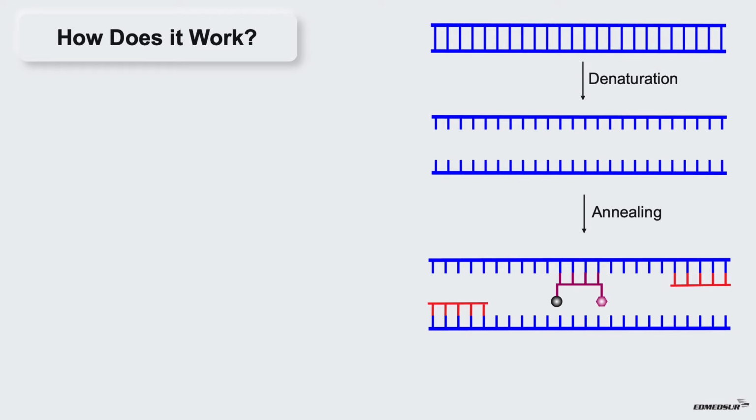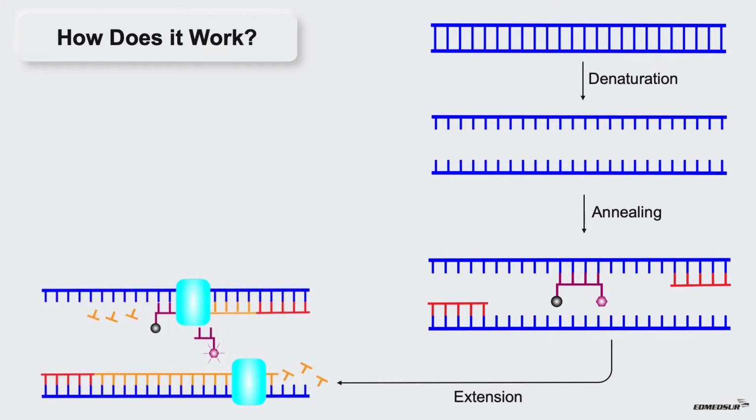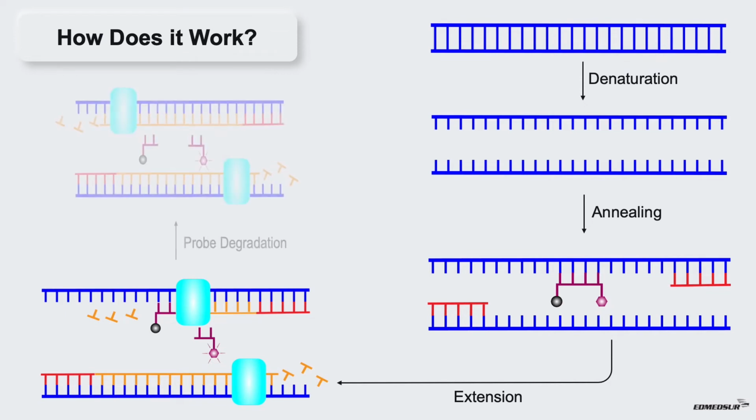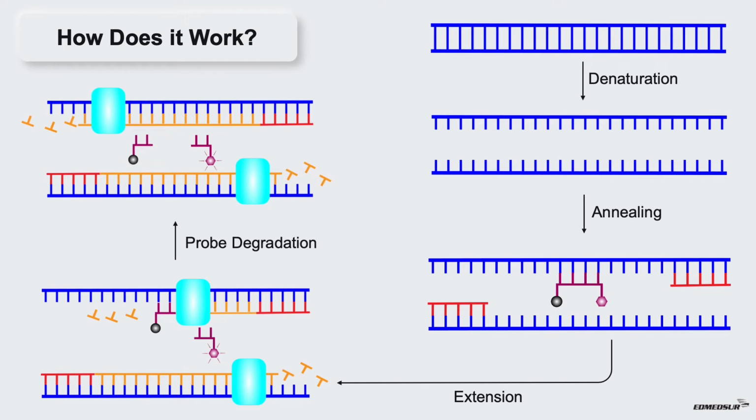In the third step, or extension, the DNA polymerase will start copying the DNA sequence with the help of DNA building blocks or dNTPs. As it reaches the probe, it will start to degrade the probe and release the fluorophore. Once the fluorophore is released, it is no longer close to the quencher, so the quencher cannot absorb the fluorescence and it becomes detectable. Polymerase in the meantime will continue to copy and degrade the probe. Finally, the probe will be completely degraded and its components, including the quencher, released.